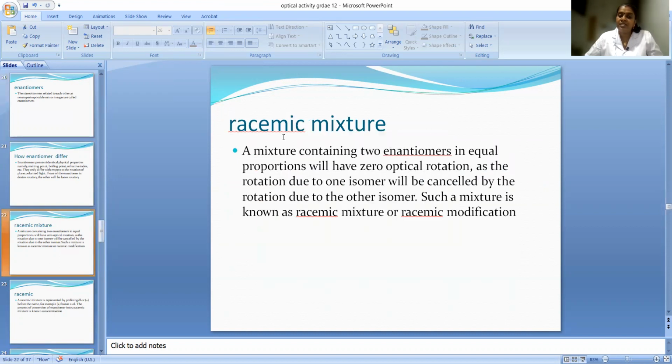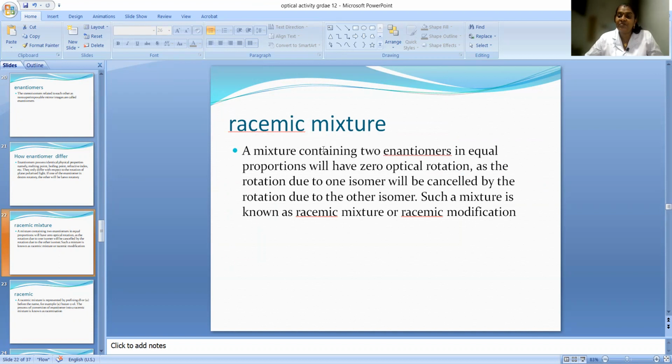Now, what is a racemic mixture? A mixture containing two enantiomers, 50% D form and 50% L form, meaning 50% dextrorotatory and 50% levorotatory. That type of mixture is called a racemic mixture.